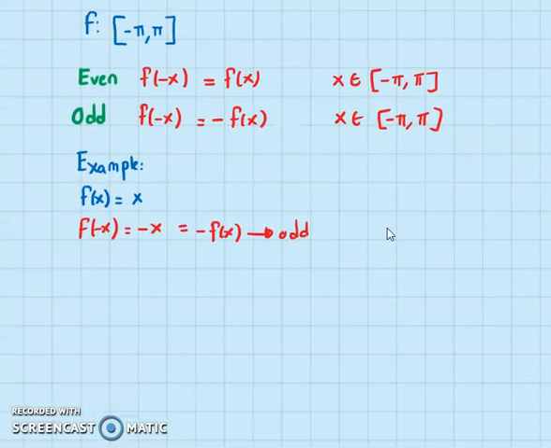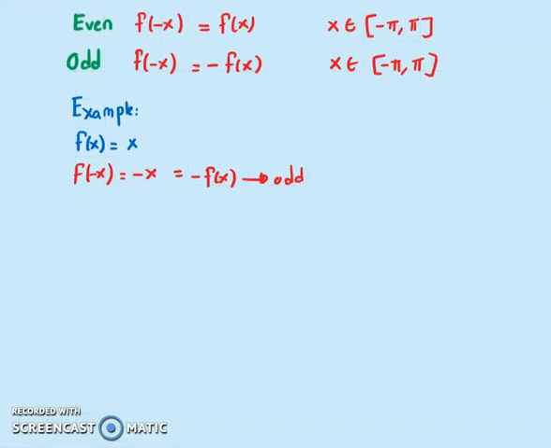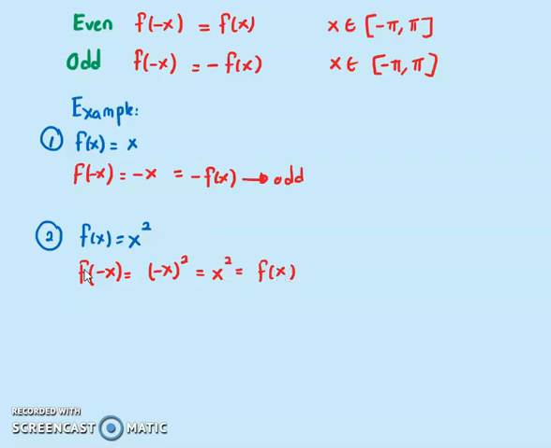That is example 1. Let's look at example number 2. f of x equals x squared. Now let's put f of negative x, where we have negative x squared. This is x squared, which is the same as f of x. So f of negative x equals f of x, and we say this is even.